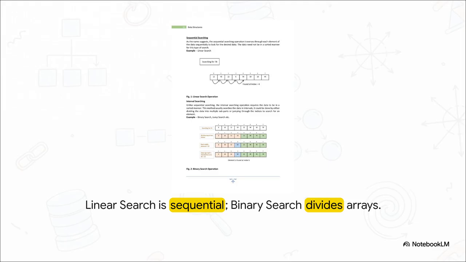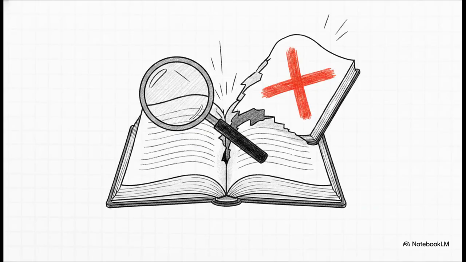But then we have the much faster binary search, which continually divides the data right in half. Binary search is an absolute game changer. But, and this is a big but, it works exclusively on sorted data. It selects the middle element and compares it to your target.